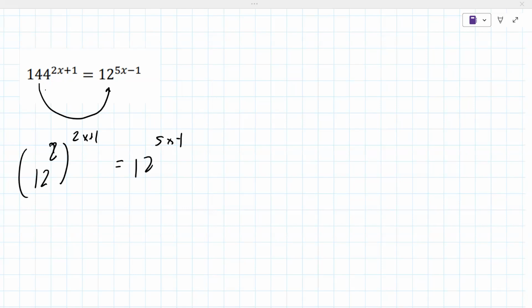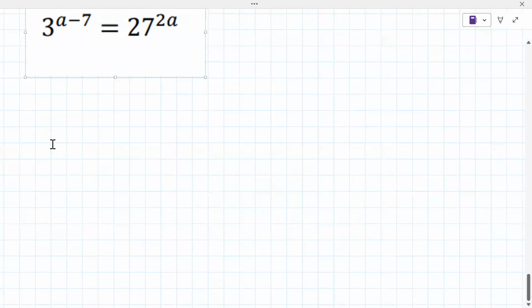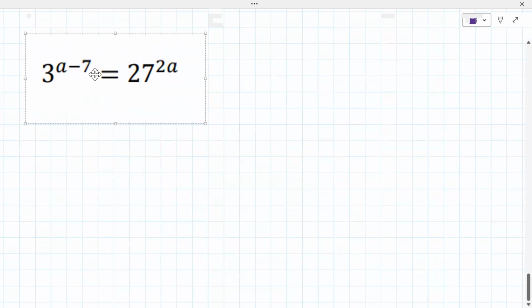Let's see here. 7. Yes, that is correct. Very good. Okay, let me have you try one more before we move on to the more difficult type. Go ahead and try solving this one, please.